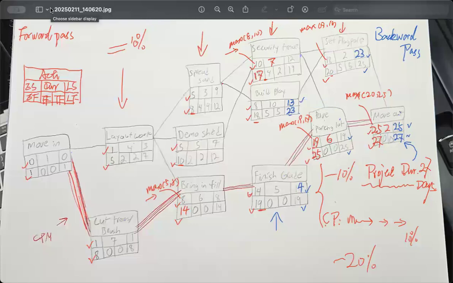So you're looking for the next one, security fence. You are looking for the minimum of 19 and the 23. So you get a 19, which is the minimum of 19 and the 23. You get a 19 here. And the -7, you get a 12. So this is the first time coming with two following activities. So you're using the minimum, right?